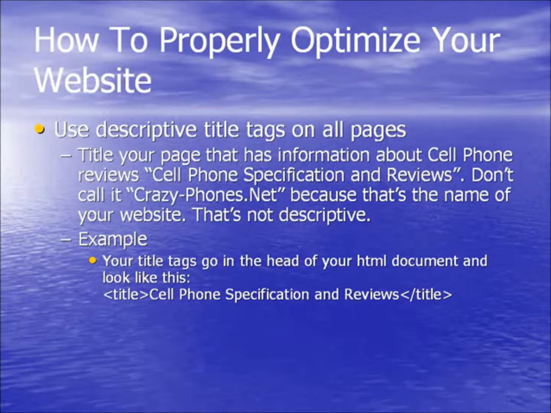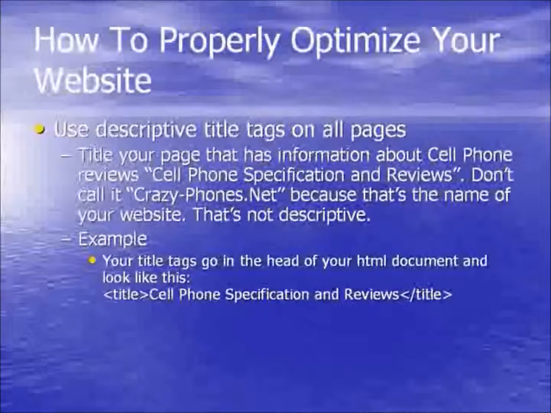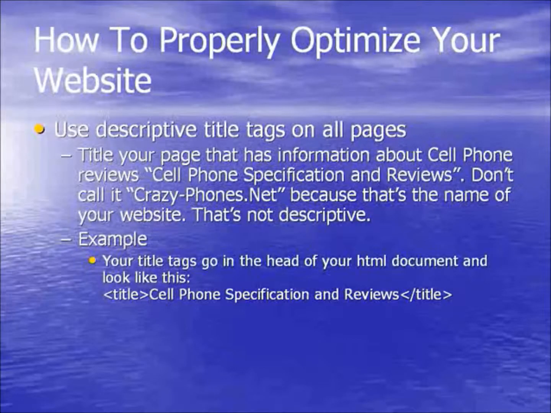So, title your page that has information about cell phone reviews as "cell phone specifications and reviews." Now, do not just call it crazy-phones.net, because that is the name of the website. The title, cell phone specifications and reviews, tells the person what this website is talking about. So you should try to be as descriptive in your title as you can.